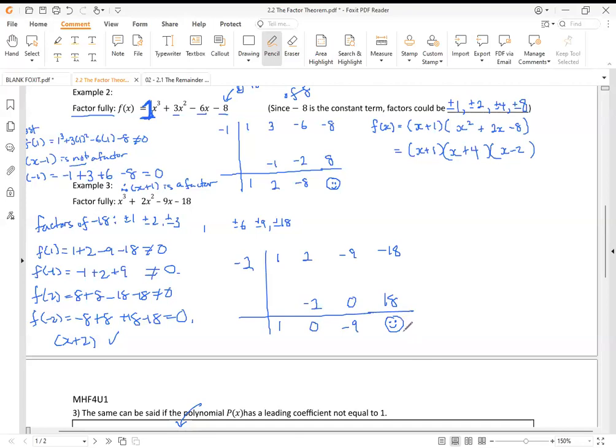And just as suspected, it is 0 remainder. What does that mean? That means f of x is x plus 2 times x squared minus 9. Hey, I can go further. I've done my difference of squares: x minus 3, x plus 3. There you go.